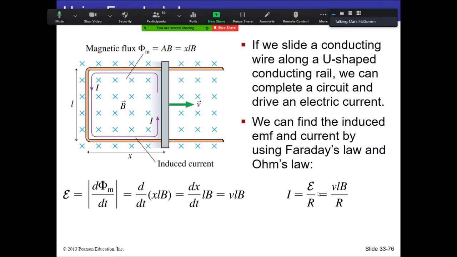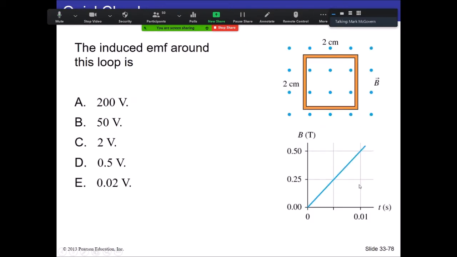And if we want the current, we'd have to be able to specify what the resistance is in the wire. So that's the same result we got before. Now we're thinking about this in terms of magnetic flux, and it's pretty straightforward when we think about it that way. So that's great.